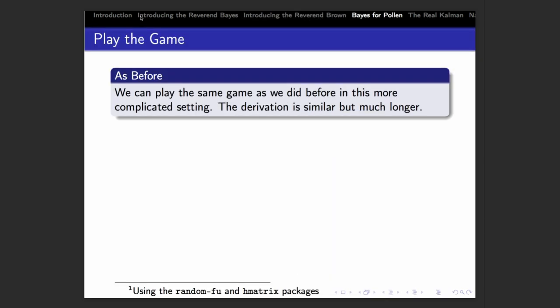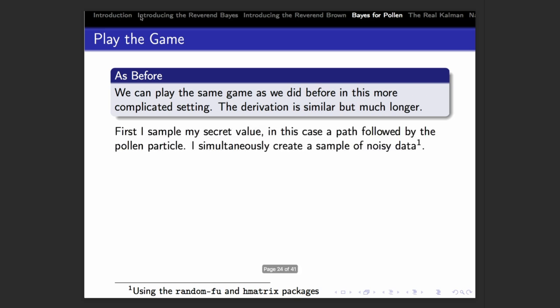So we can play the same game. I'm not going to go through a derivation now because it takes a lot longer to go through the derivation. First, I'm going to sample my secret value. Well, it's actually a path now. So I'm pretending I'm some sort of super being where I can observe at all time. Well, time's irrelevant to me. So I'm going to create a path of the noisy data, and I'm going to create a path simultaneously. I'm going to create the observations because I can do them both at the same time. So this is just me simulating what the pollen is going to do, or what the pollen does do.